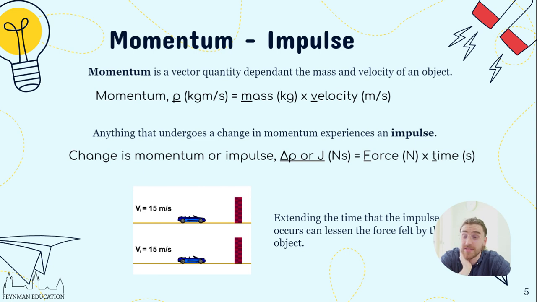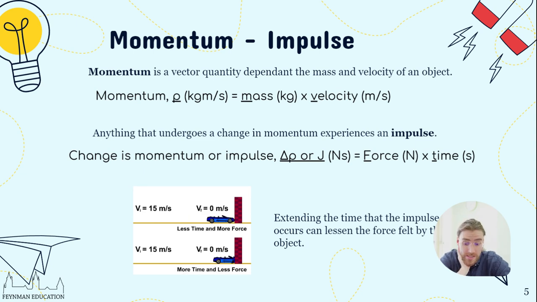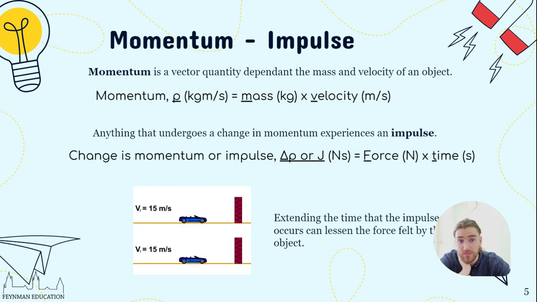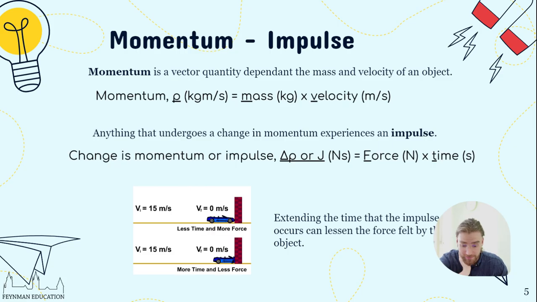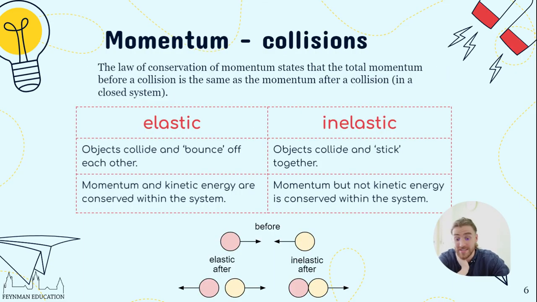So we talked about momentum in the other lesson as well. Momentum is going to be a vector quantity dependent on the mass and the velocity of an object. Okay, so mass multiplied by velocity is equal to momentum. So if something undergoes a change in momentum, we call it an impulse. Okay, impulse can also equal force multiplied by time. So if we extend the time that an impulse occurs, it is going to lessen the force. So why do I say this again?